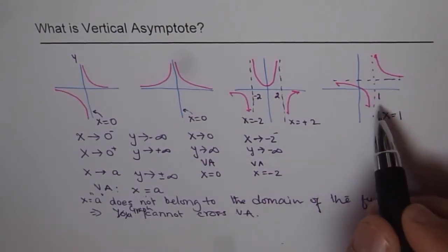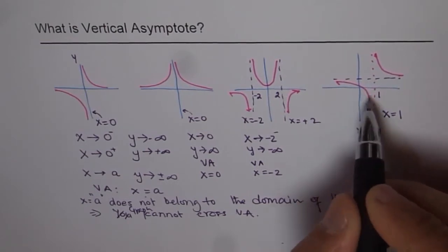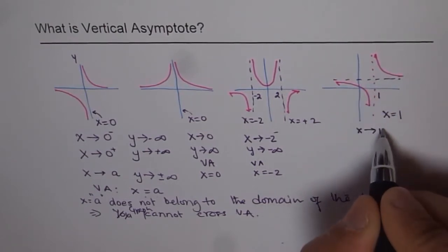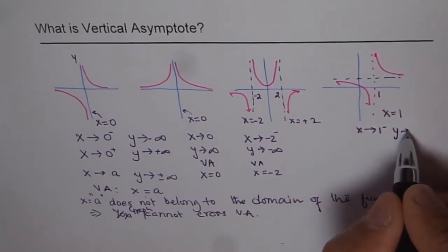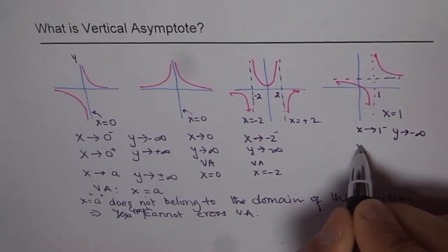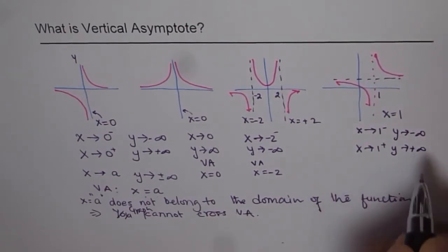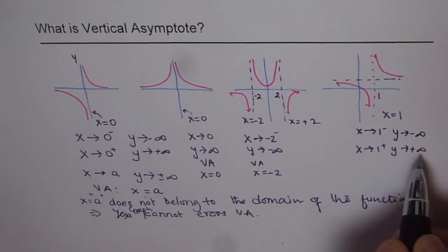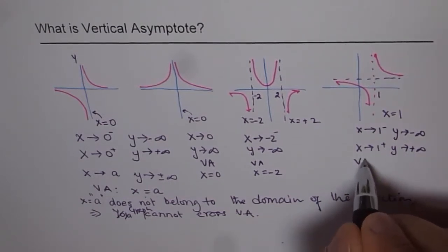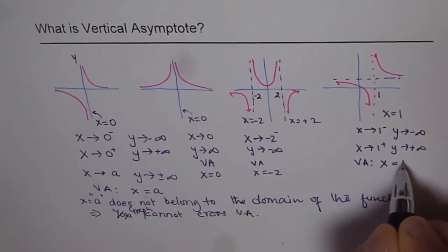Now here in this example, you notice as x approaches 1, if it is approaching from the minus side, meaning the left side, then y approaches negative infinity. But when x approaches 1 from the positive side, y approaches positive infinity. In either case, when you are approaching a point with x value of 1, y approaches infinity, and so we say there is a vertical asymptote, and the equation of the vertical asymptote is x equals 1.